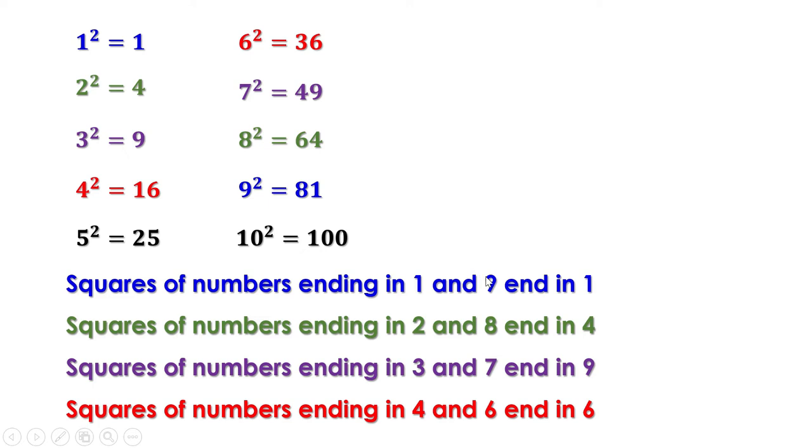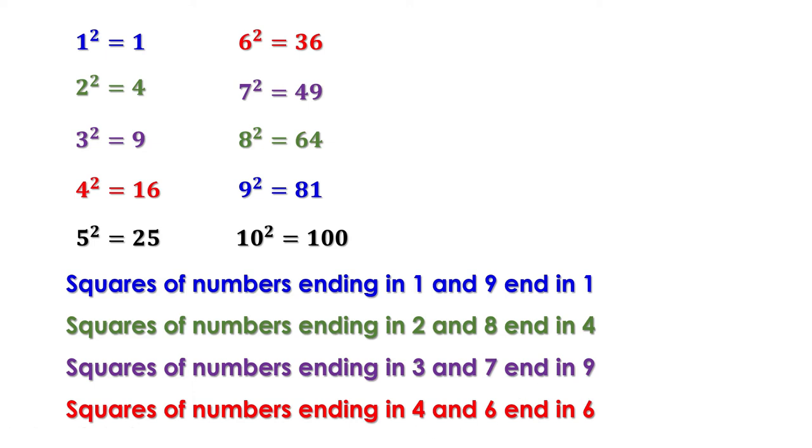Here 1 plus 9 is 10, and the squares of numbers ending in 1 and 9 end in the same digit 1. 2 plus 8 is also 10, and the squares of numbers ending in 2 and 8 end in the same digit 4. 3 plus 7 is also 10, and the squares of numbers ending in 3 and 7 end in the same digit 9. 4 plus 6 is also 10, and the squares of numbers ending in 4 and 6 end in the same digit 6. No need to memorize this.